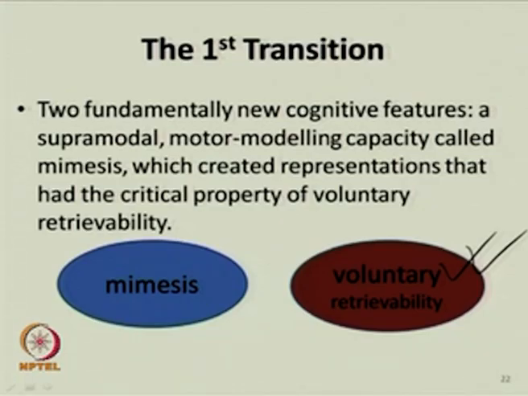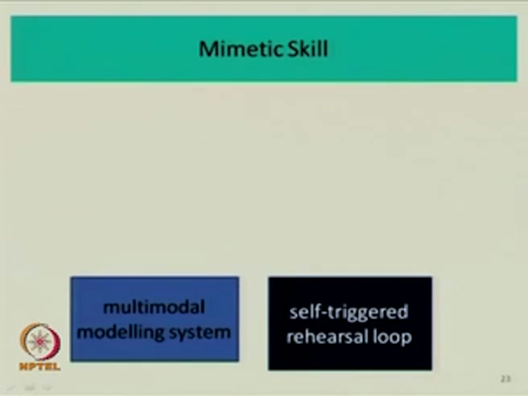Mimesis is a Greek word. The mimetic skill comes from mimesis, the Greek word meaning imitation. So these are the two things that we have, and let's read from what Donald has to say. According to Donald, two fundamentally new cognitive features developed: a supramotor modeling capacity called mimesis, which created representations that had the critical property of voluntary retrievability. This is the first stage in the story of the development.